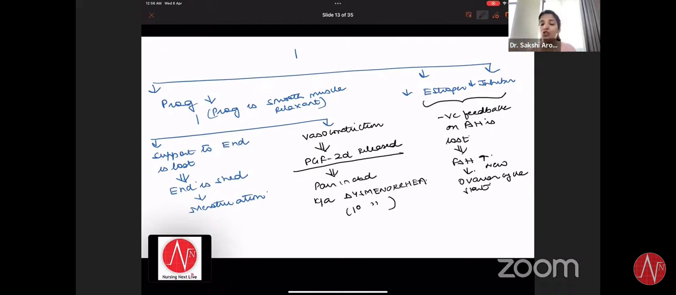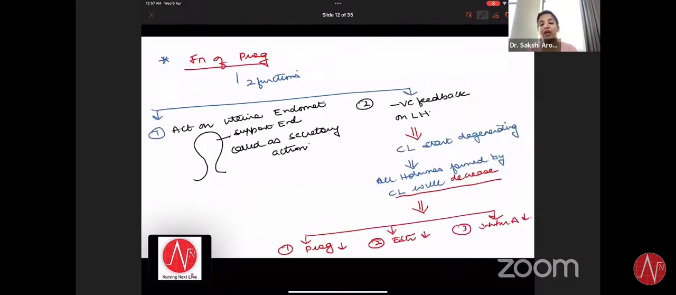अब जब प्रोजेस्टेरॉन बनेगा, प्रोजेस्टेरॉन फिर से दो काम करेगा. वो एंडोमेट्रियम को सपोर्ट करेगा and it will have a negative feedback on LH. तो levels of LH will decrease. Because levels of LH will decrease, तो जो कॉर्पस लूटियम है उसकी डेथ हो जाएगी. एंड जब कॉर्पस लूटियम की डेथ होगी तो जितने हॉर्मोन्स थे जो कॉर्पस लूटियम ने बनाए थे वो सारे फिर से डिक्रीज हो जाएंगे.